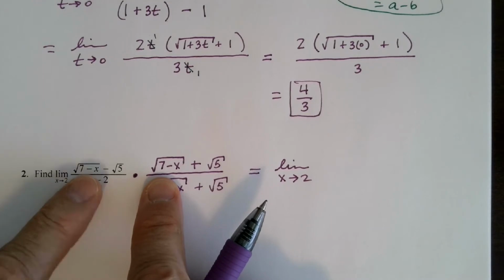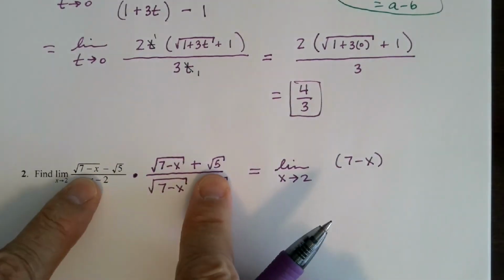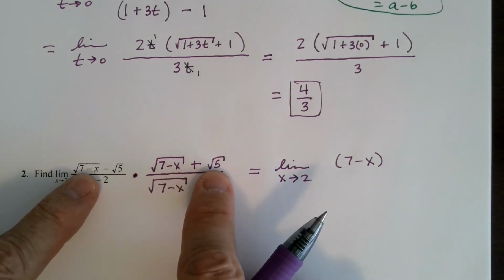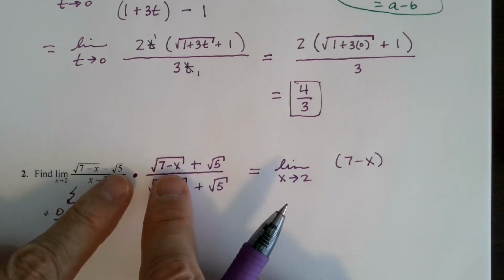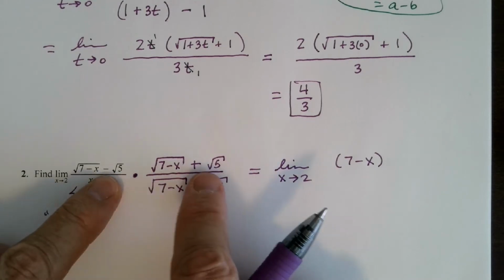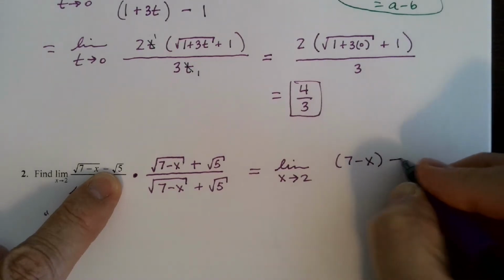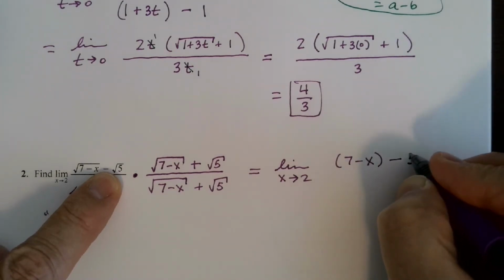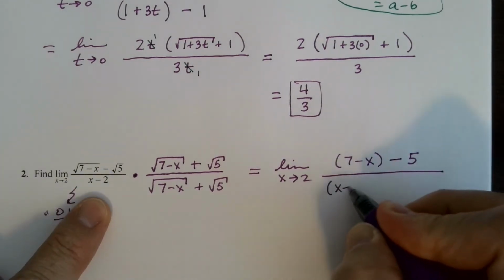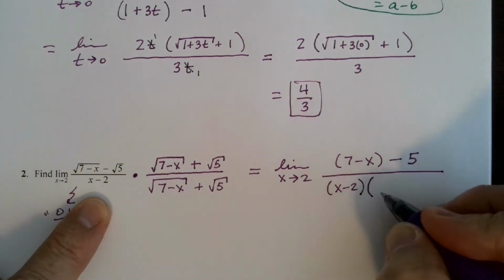Multiplying the top, square root of 7 minus x times square root of 7 minus x is 7 minus x. The outer and inner terms are opposites. I get positive square root of 5 times the square root of 7 minus x, negative square root of 5 times the square root of 7 minus x. Those go to 0. Last times last, negative square root of 5 times positive square root of 5 is negative what? Square root of 5 times square root of 5 is 5. Down below, I've got x minus 2. I'm going to put that in parentheses now. That's important that I do that because I want to multiply it by.